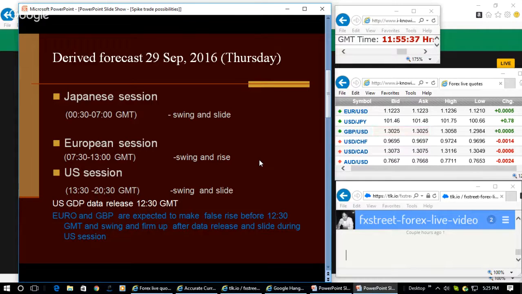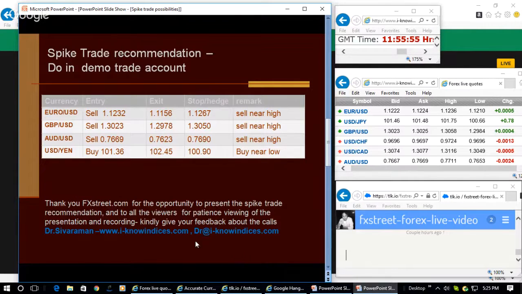So the forecast is expecting the US GDP data to be neutral or slightly positive, giving some hawkish feel, and the players are here to make use of it and then try to make some slide in the case of Euro and GBP. And that is why, with a small form of move, we can take sell positions in the case of Euro and GBP, and also in the case of Australian dollar, and then buy position in the case of USD yen.